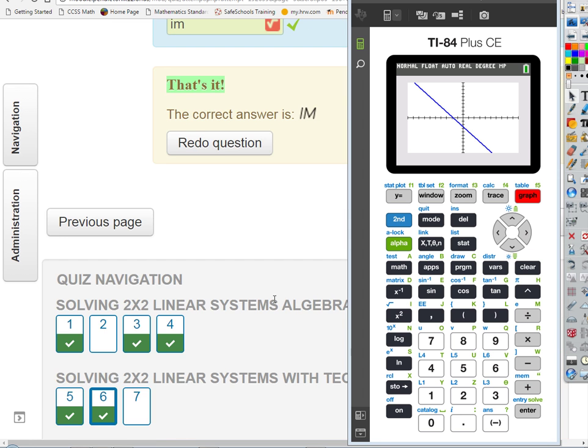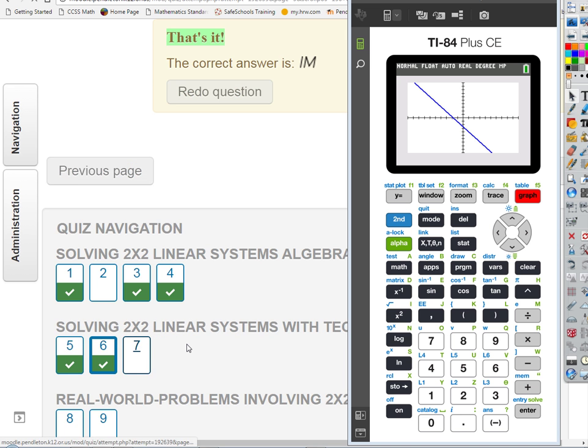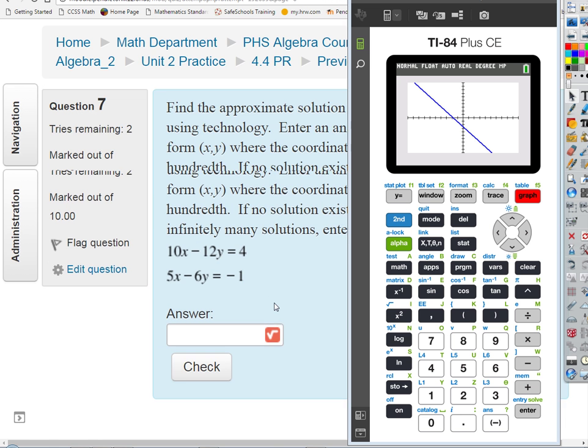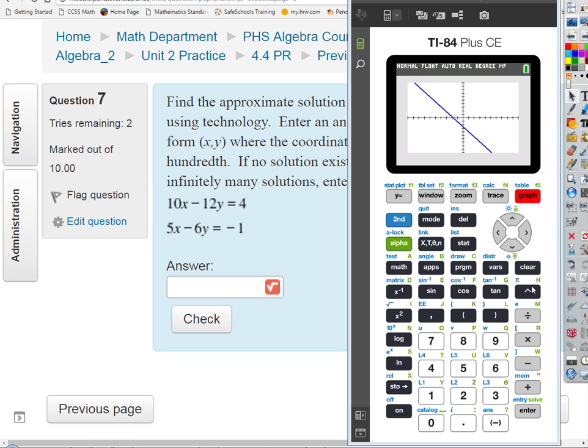Okay, let's try another one. Okay, how about this guy? Let's practice putting these directly into the calculator. So I go to y equals, clear these, and then remember what my strategy is. So the first one, I'm going to solve for y.